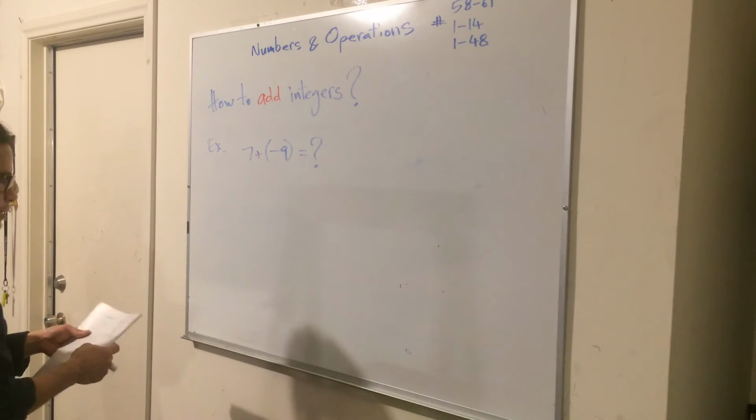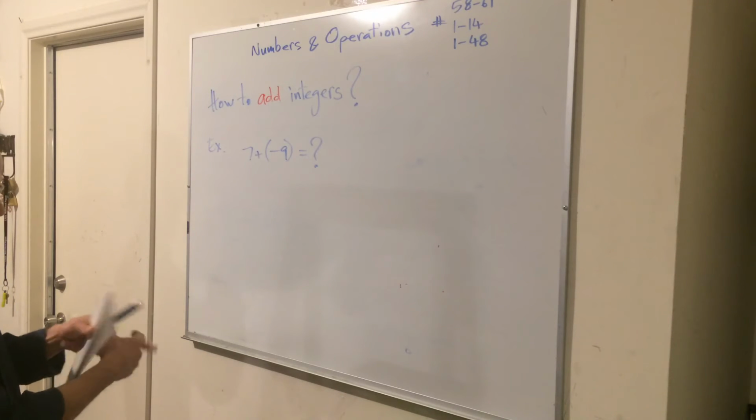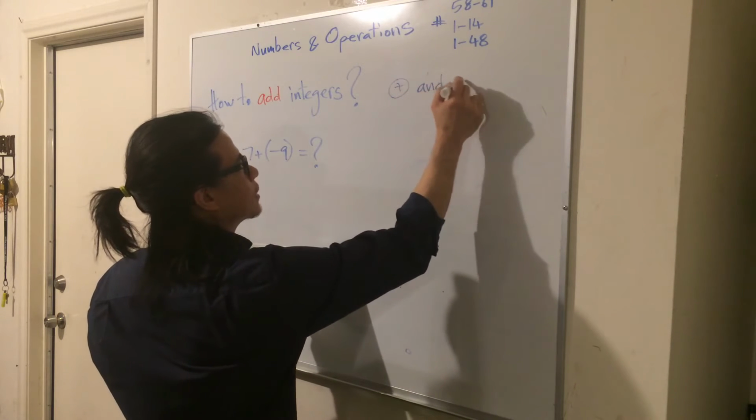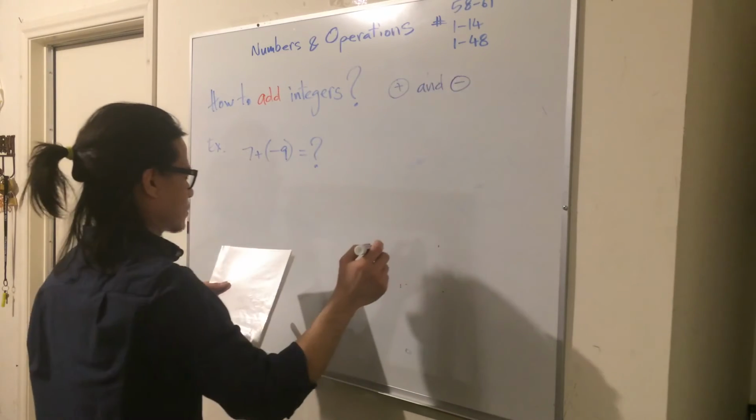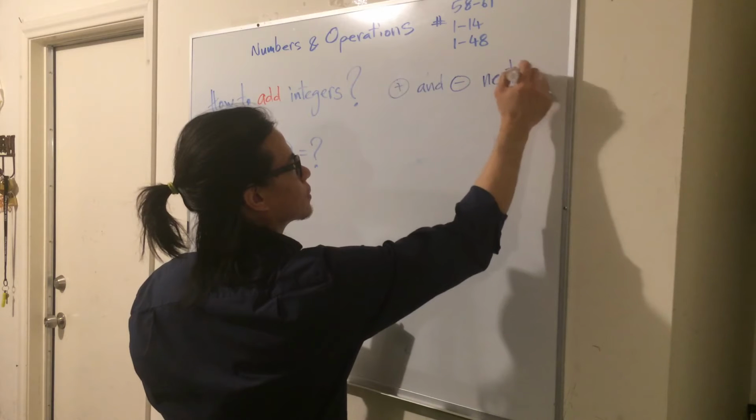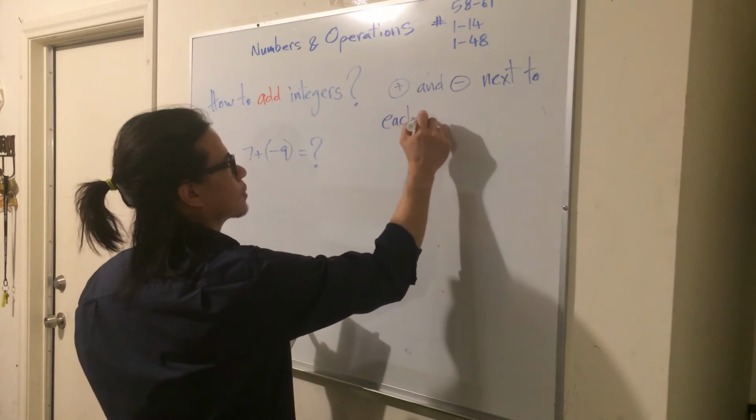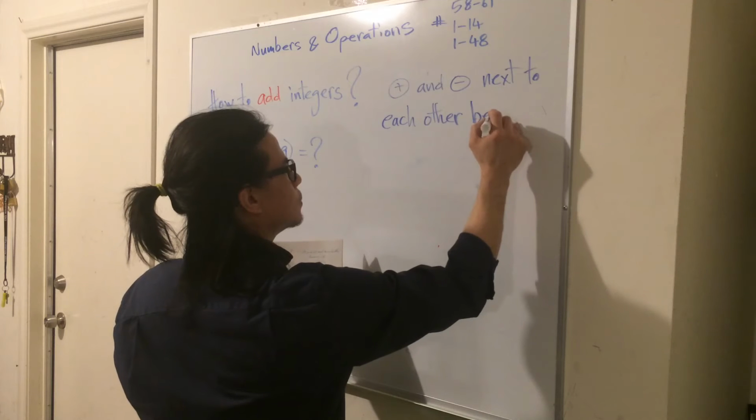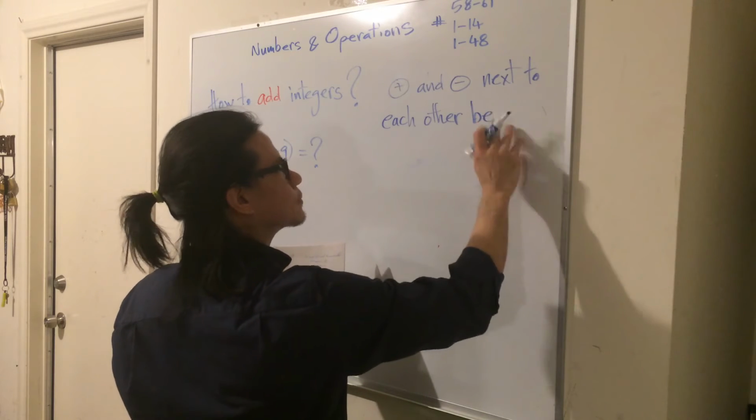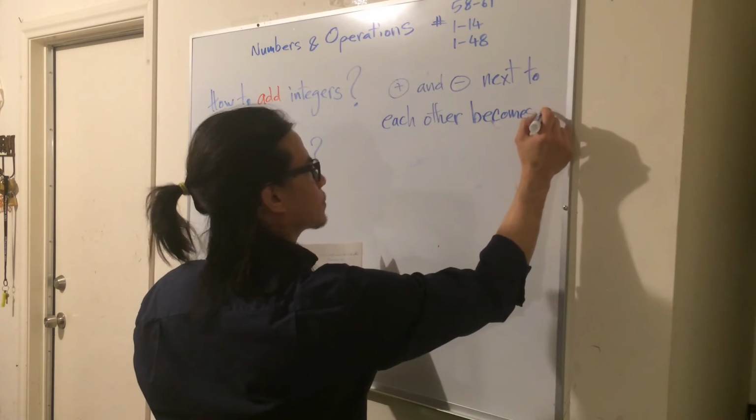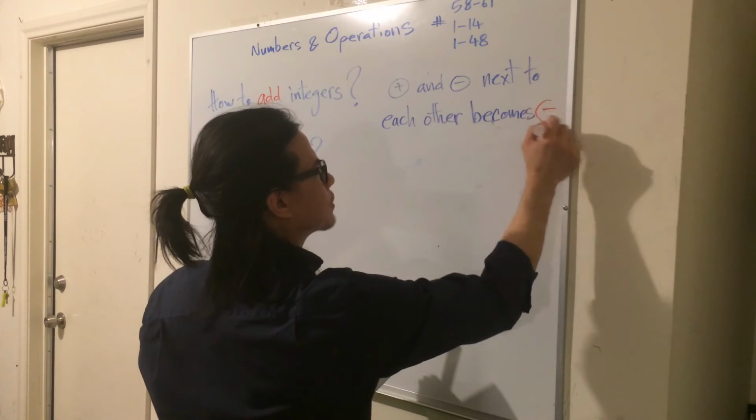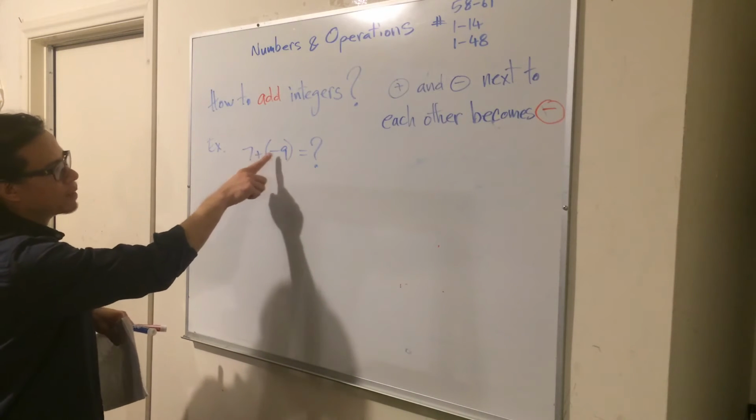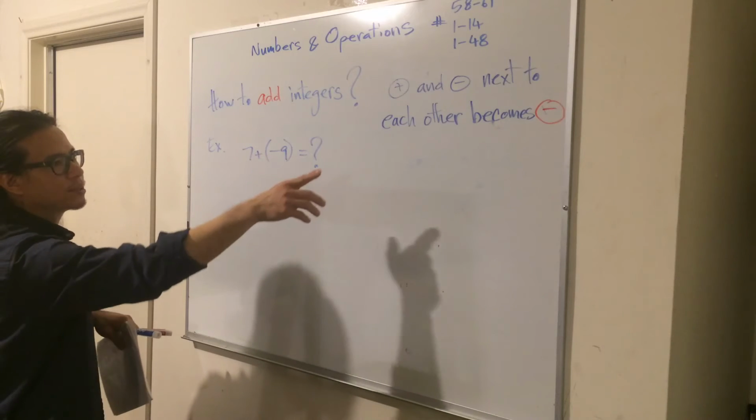Okay. Let's make note of this important fact here. If you ever see positive and negative next to each other, it becomes negative. So it turns into a negative. Okay, so say it to yourself a couple times. Positive and negative becomes negative. Okay, so what I mean is, if you see a plus and a minus sign side by side like this, it changes into a negative.